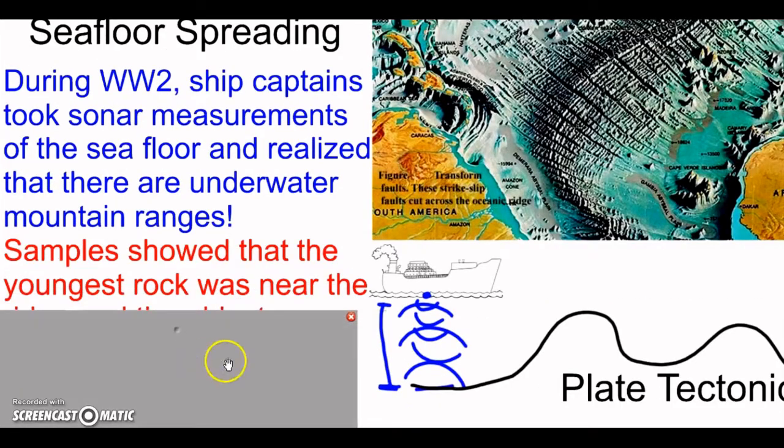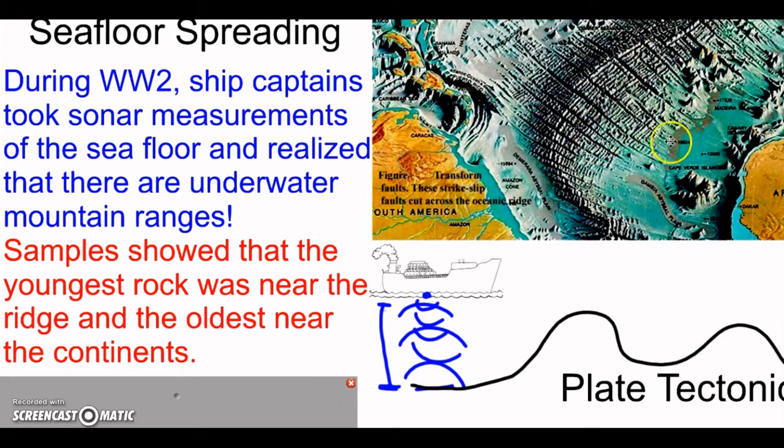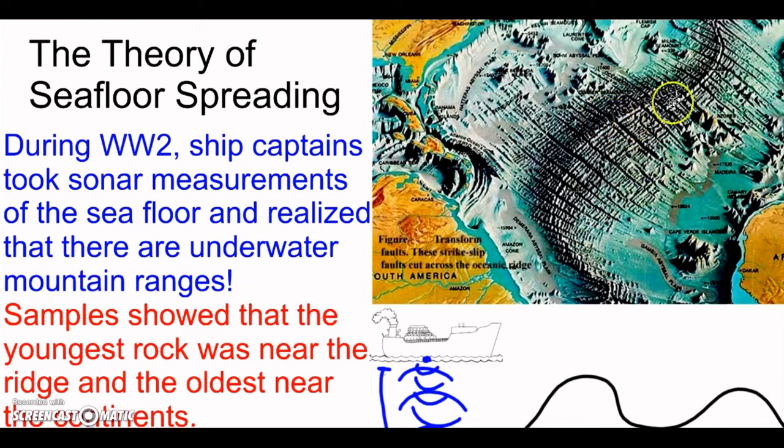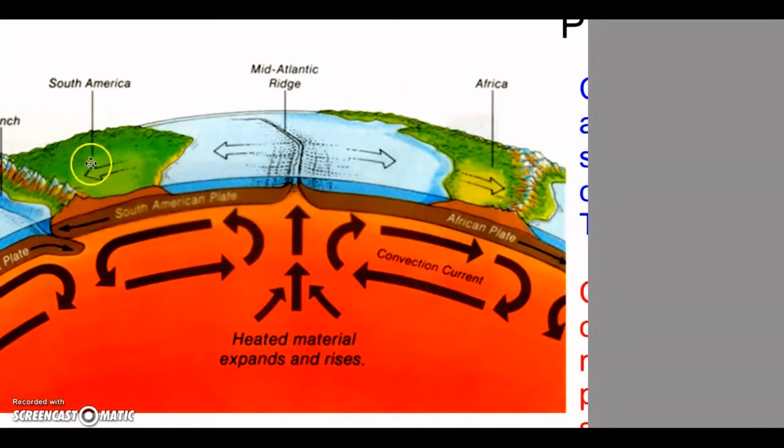Samples showed that the youngest rock is near the ridge, here in the middle, and the oldest rock is near the continents. So how strange is that the youngest rock is right here in the middle, and the oldest rock is right here next to Africa, right next to South America, right next to North America. And there's brand new rock right in the middle. So if we take these two ideas and stick them together, we have continents that seem to be moving apart.